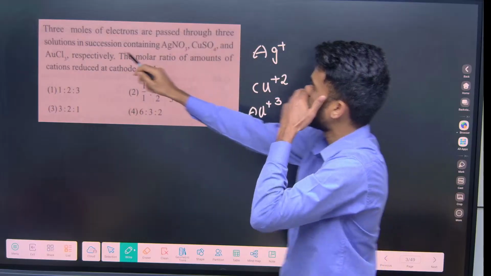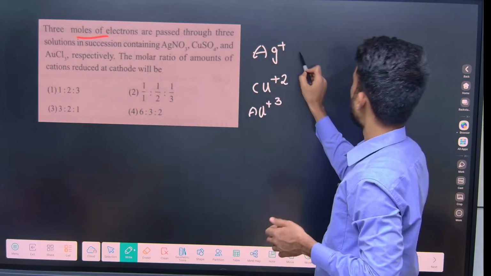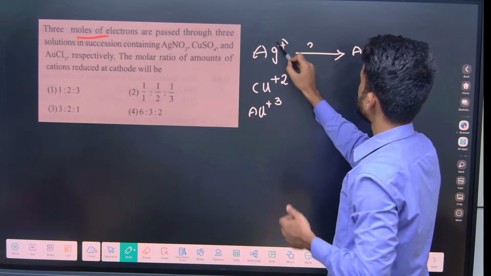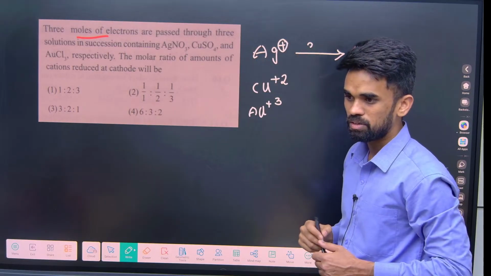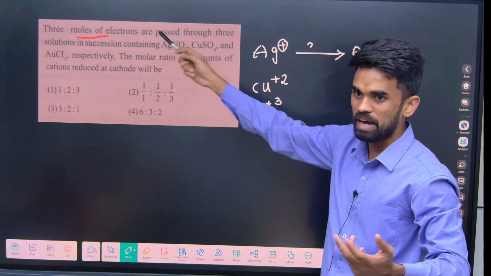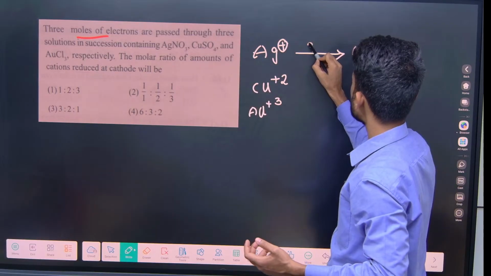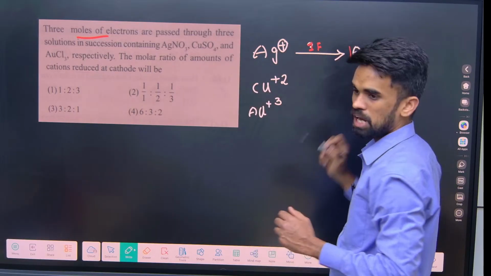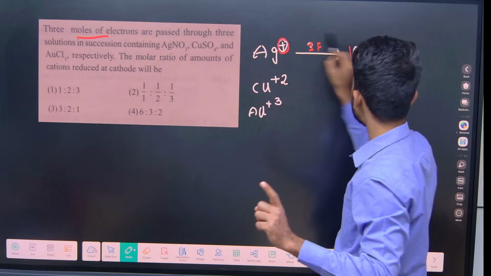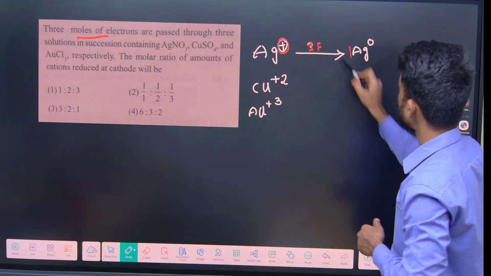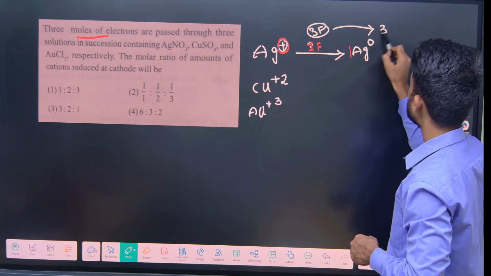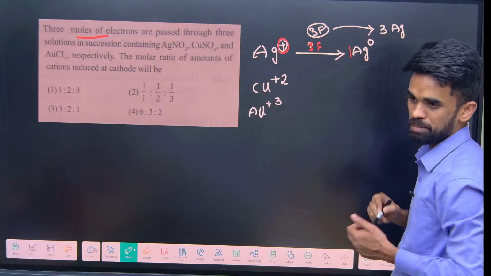Now how many moles of electrons are passed? 3 moles. In order to deposit Ag plus to Ag, how many Faradays are required? But how many Faradays are they giving you? 3 moles of electrons is nothing but 3 Faradays. If I pass only 1 Faraday, we get 1 mole of Ag as per the equation, because only plus 1 charge is there, which we need to convert to 0. So if I give you 3 Faradays here, how many moles of Ag are deposited? 3 moles of Ag are deposited.